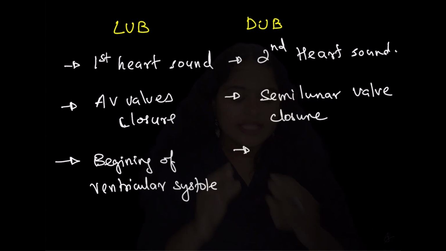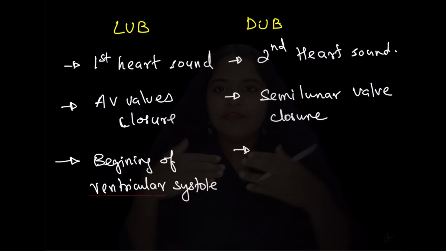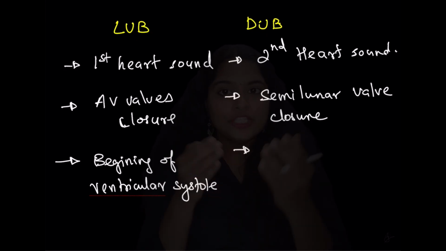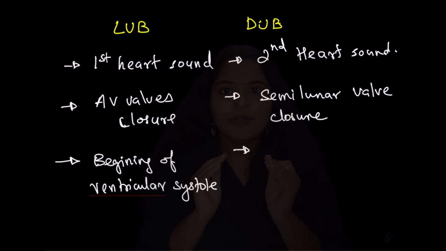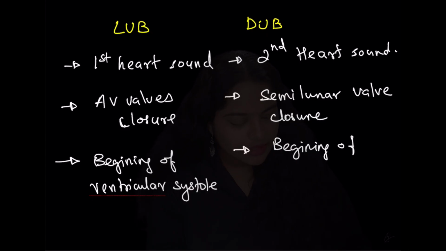And when will the semilunar valve close? Once the ventricle has contracted, the blood flows through the pulmonary artery and aorta. So now what will happen? It should prevent the backflow of blood into the ventricles, right? So at the beginning of ventricular diastole, the semilunar valve will be closed.